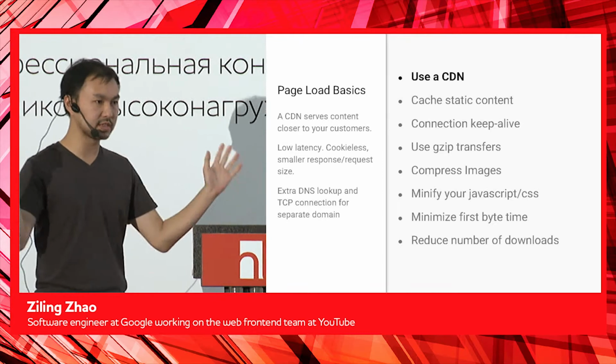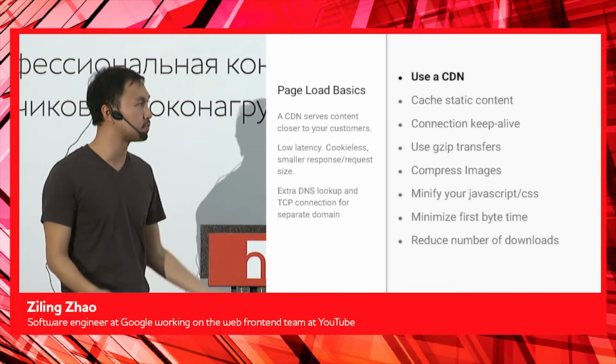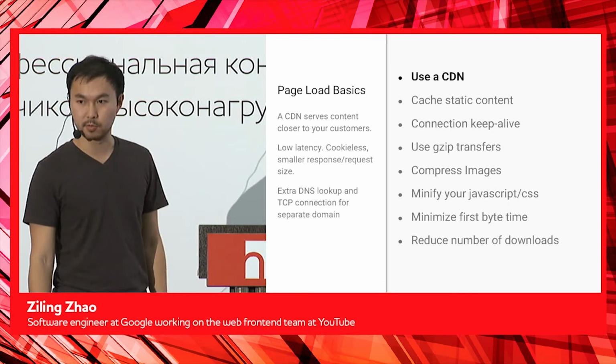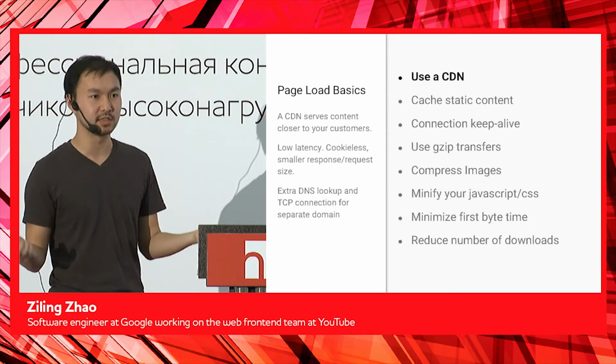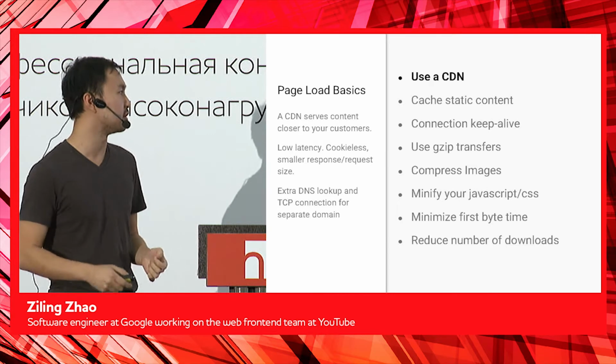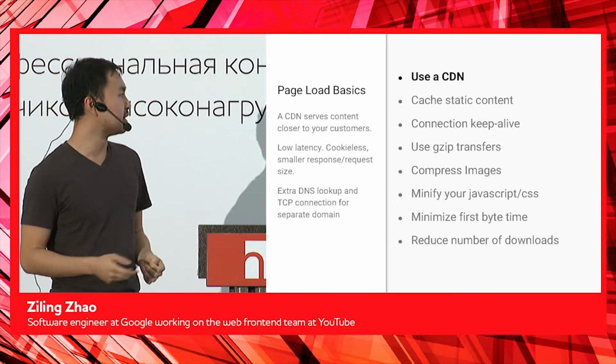So network basics, I'll try to run these fairly fast since these are well known. Use a CDN. Why? Because it gets you closer to the user. That means lower latency, lower round trip time. That's very important. You can't be faster than light.